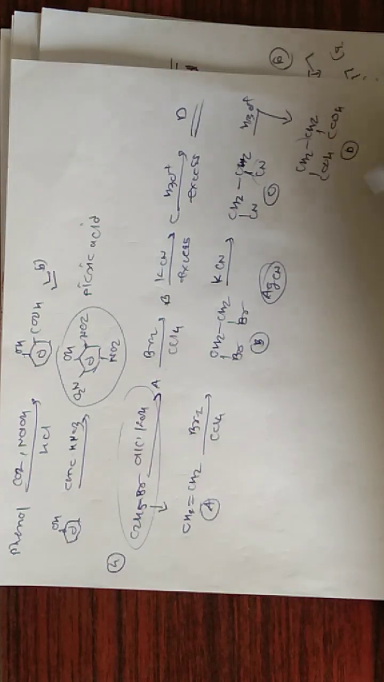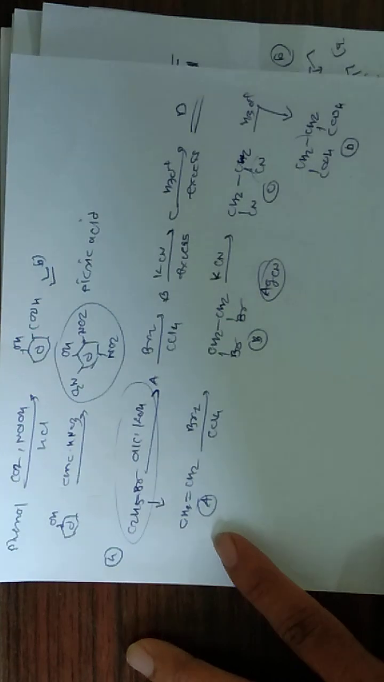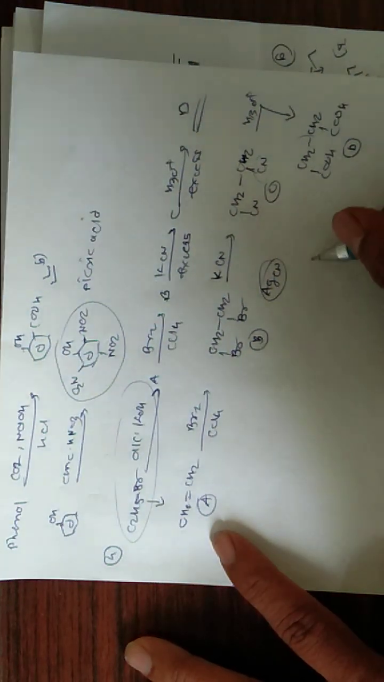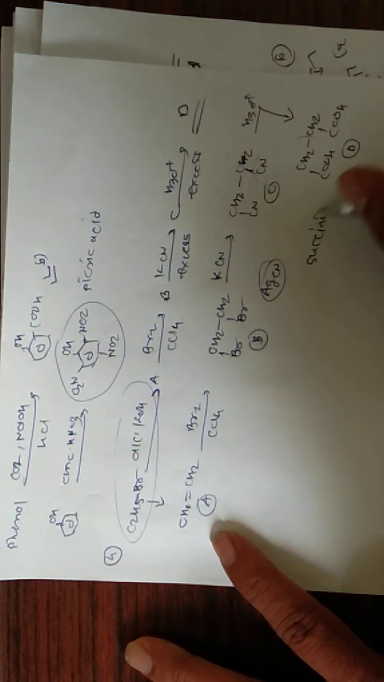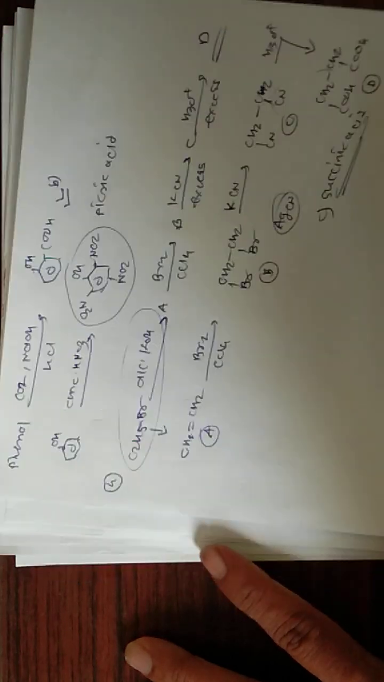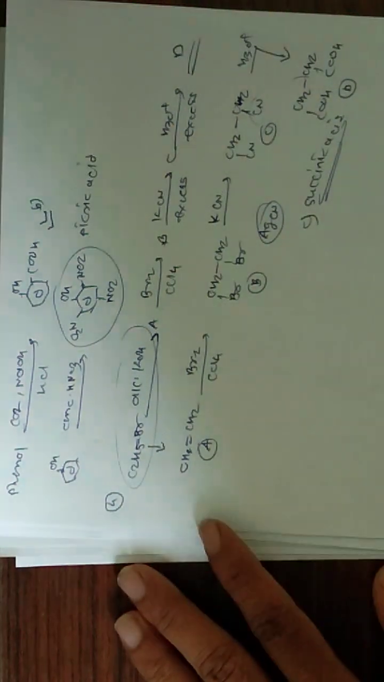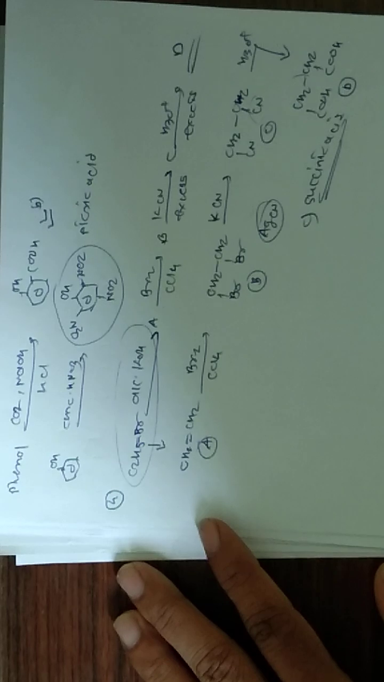What is the name of that acid? This is the dibasic acid. The name of that acid is succinic acid. So the C option is correct for that question. This is a simple and important reaction based conceptual question.